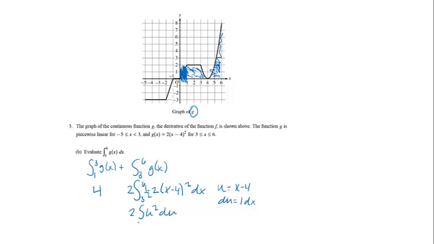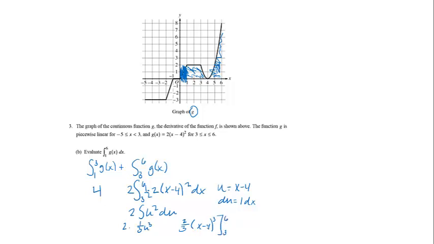The integral of u squared is going to be 2 times 1/3 u cubed. So if I were to rewrite this, this is going to be 2/3, and instead of my u, I'm going to put x minus 4 back in to the third, and then I do have to evaluate it at my bounds, so 3 and 6.